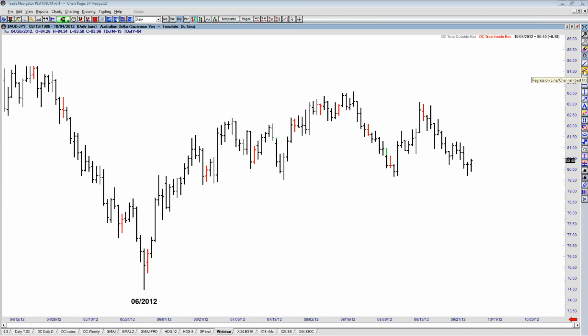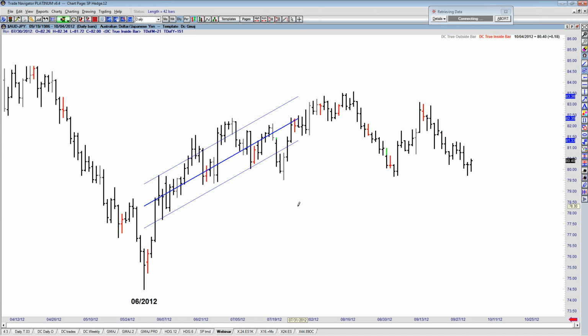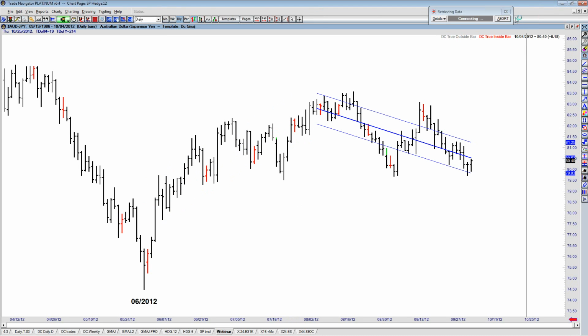You can see up here there's a tool which I'm showing now, and it's 2 lines with a squiggly line in between, and when you put your cursor on it comes up and says regression line channel best fit. So we always start these Danielcode trading channels from a significant important high or low. This is the last low here. It's June 2012.